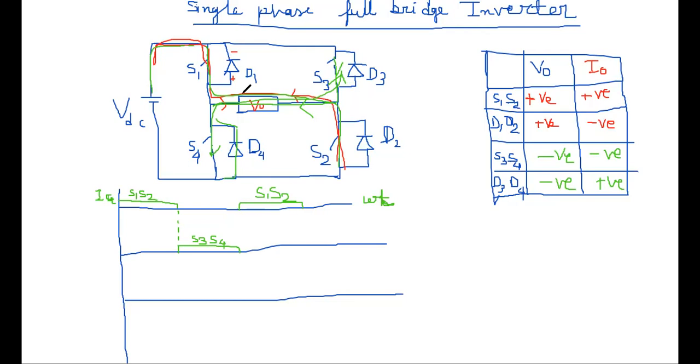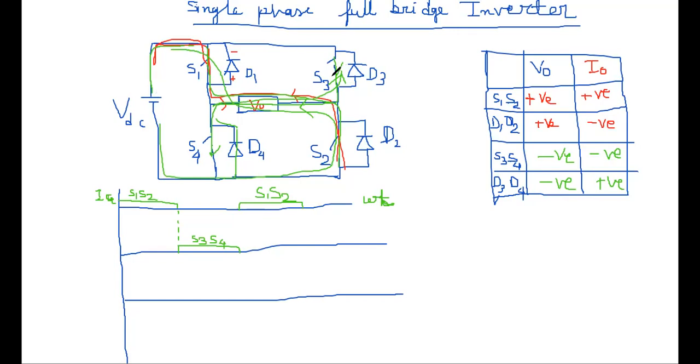When D1 and D2 are on, that means the current is coming from this direction to this direction. So current is negative, but voltage is positive.